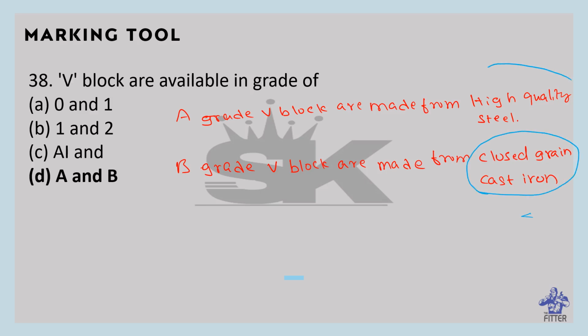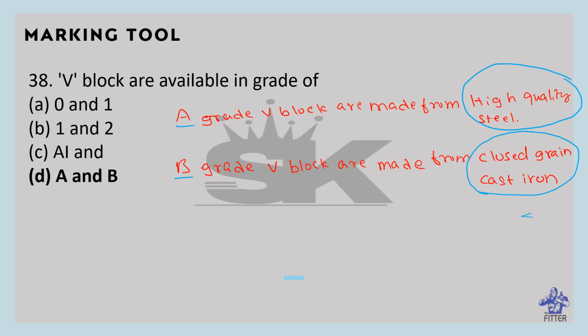These are the important ones. You may get questions from this. Grade A V blocks are made from high quality steel. B grade V blocks are made from closed grain cast iron. V block of grade A is more accurate and grade B is used for general works.